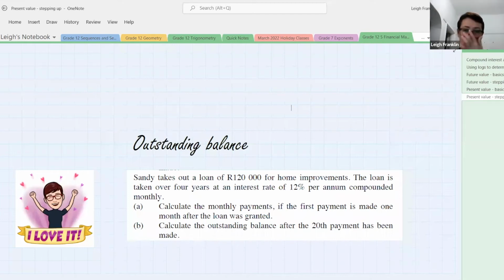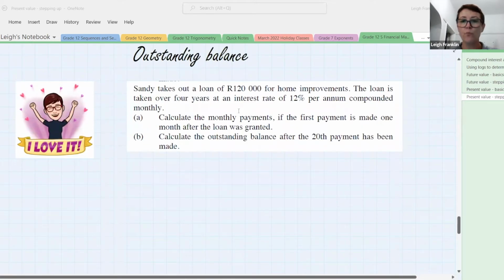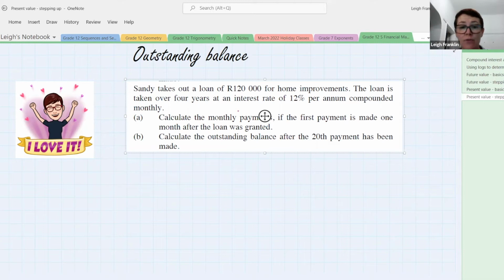And this is something that always gets asked, so it's really important that we're able to do this. Now, the formulae that we use to calculate outstanding balance is not a formula that's on our formula sheet necessarily. There are 2 ways that we can do it. Either we can use the present value formula, or we can use outstanding balance is the future value of the loan.